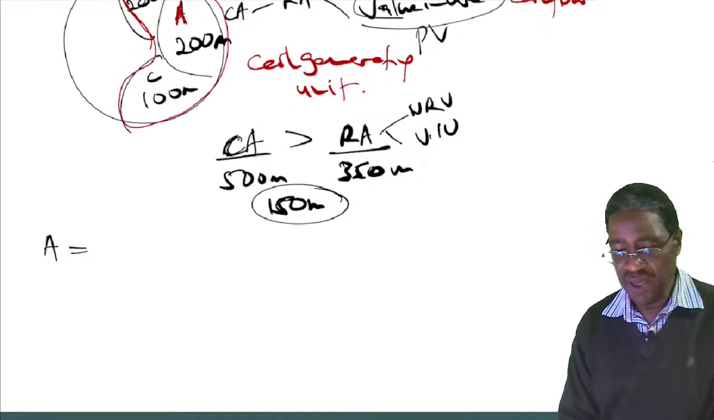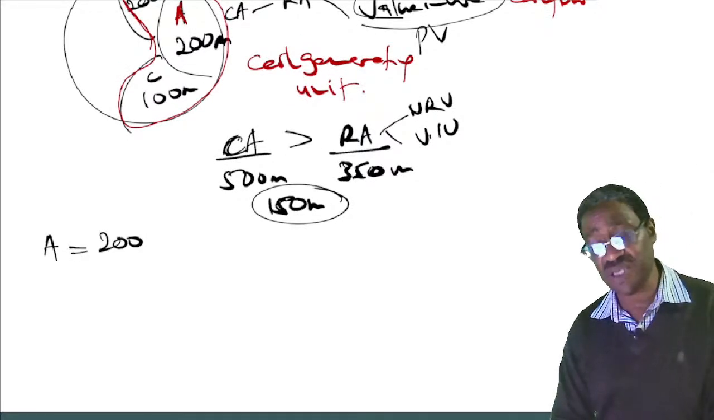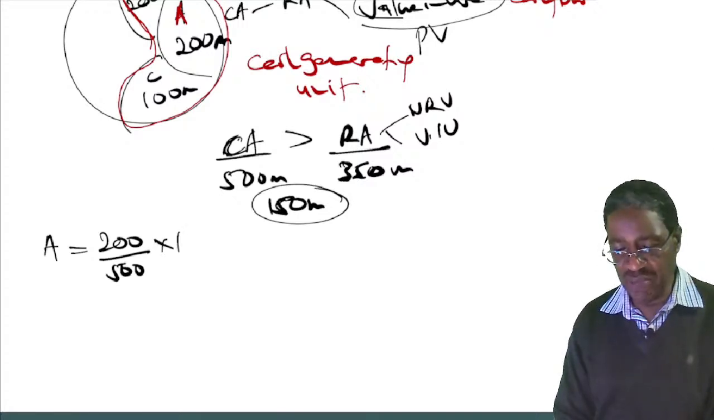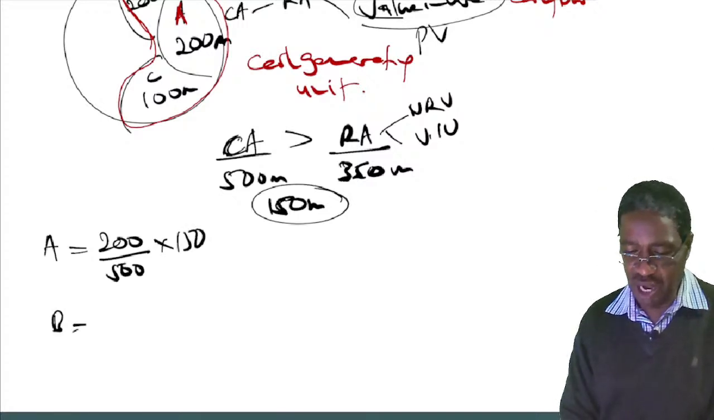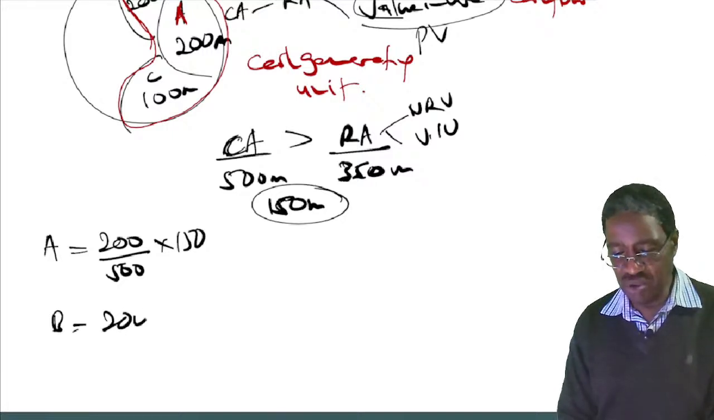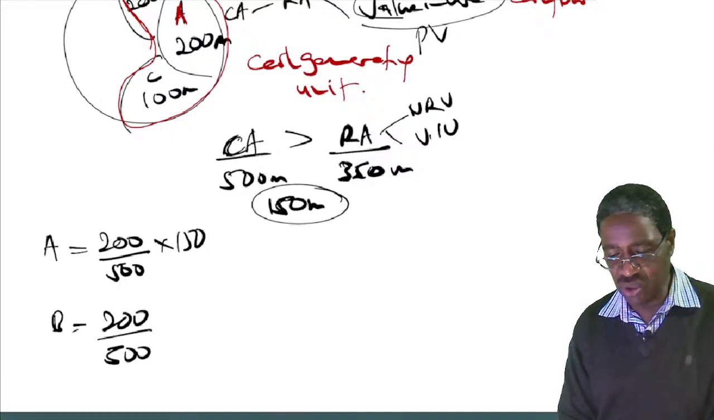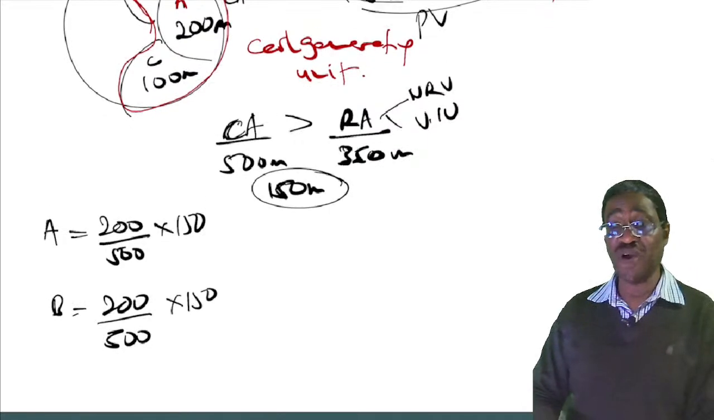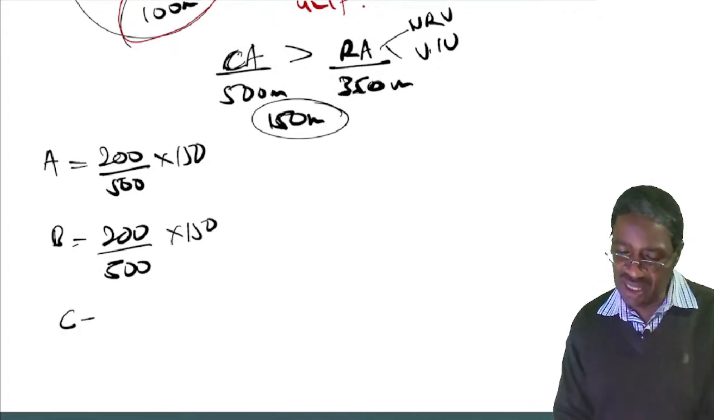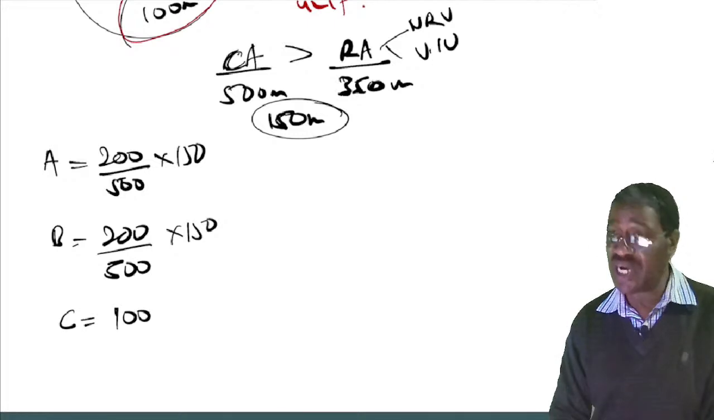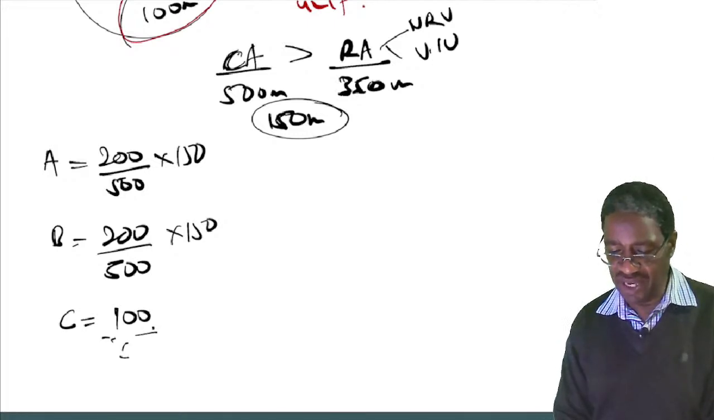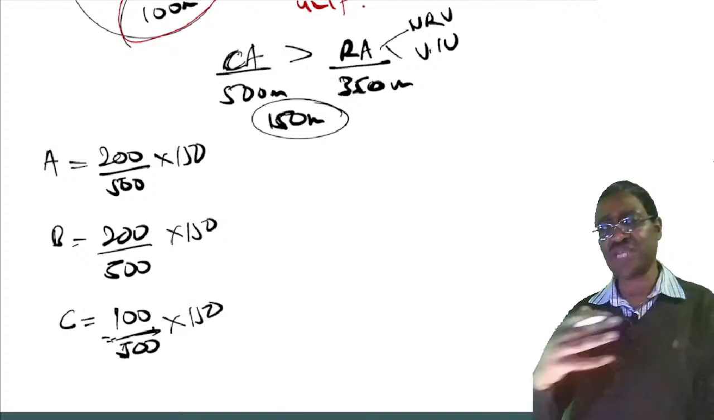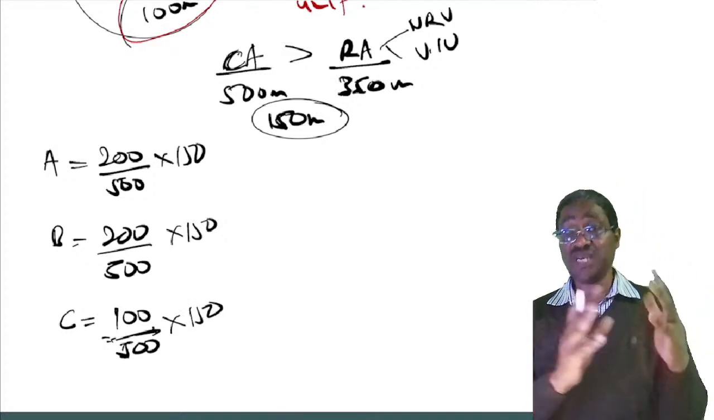It will be 200, that's the carrying amount of asset A, divided by the carrying amount of the unit, 500, multiplied by 150. Against B, how much will you write off? B had a carrying amount of 200, divided by the total of 500, multiplied by the loss of 150. That's how much you write off against B. Against C, it will be 100, that was the carrying amount, divided by 500, multiplied by 150. That's how you write off against the assets in the unit.